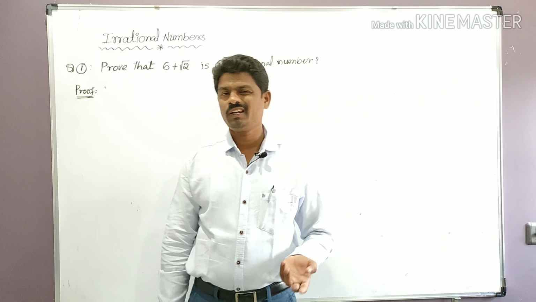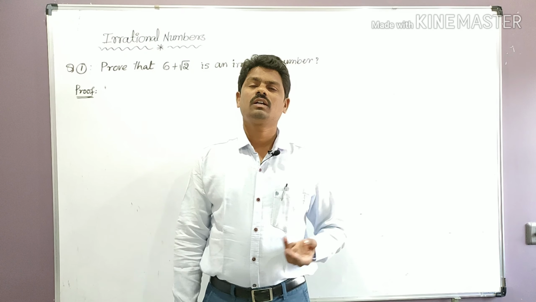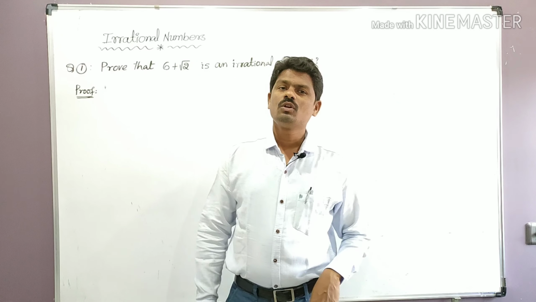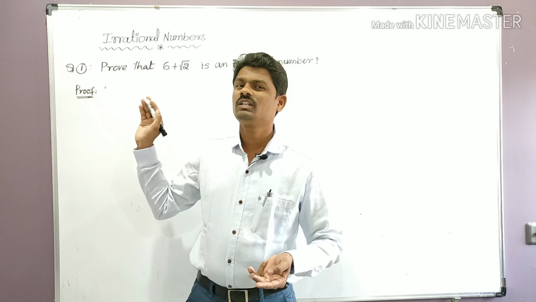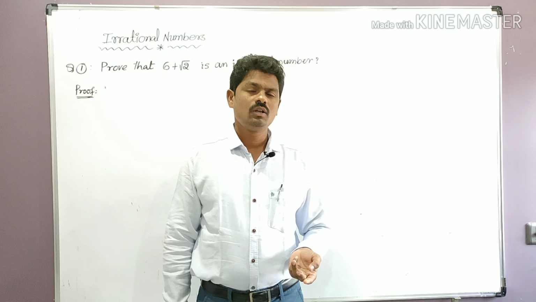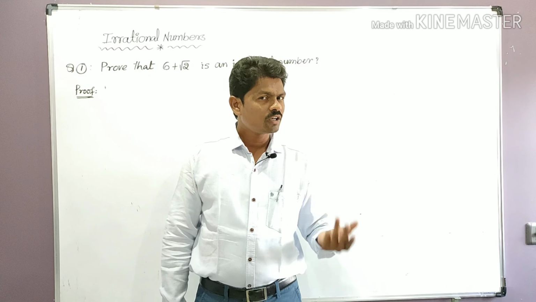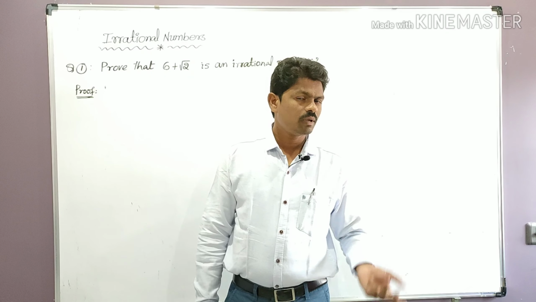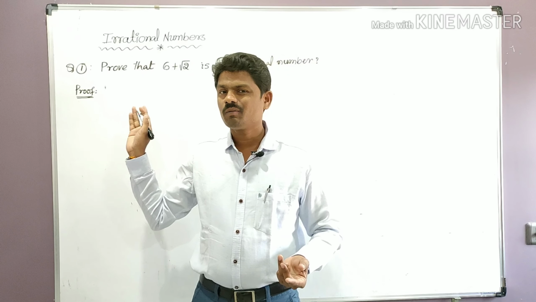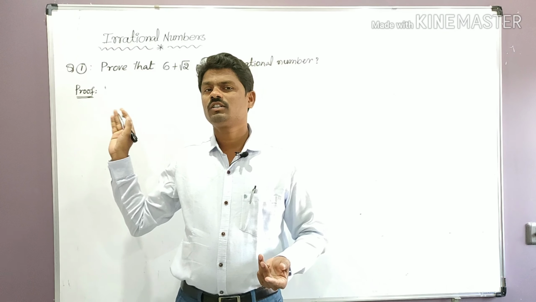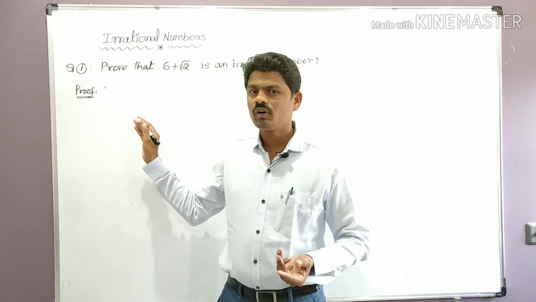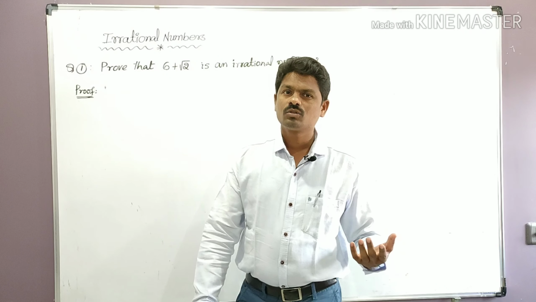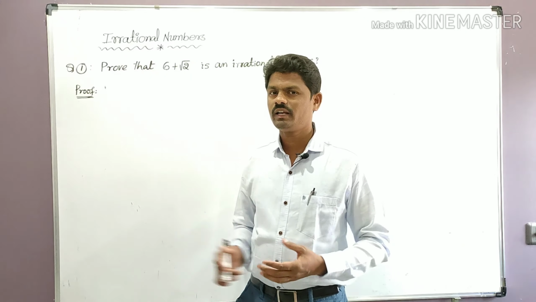As we have proved earlier using the indirect method, here also we have to follow the indirect method to prove 6 plus root 2 is an irrational number. First, we have to assume that the given irrational number is a rational number. According to the definition, every rational number can be converted into P by Q form or A by B form. So we can write 6 plus root 2 is equal to A by B. By following some steps, we can understand that 6 plus root 2 is not a rational number, so hence it is an irrational number. That is the indirect method, student.